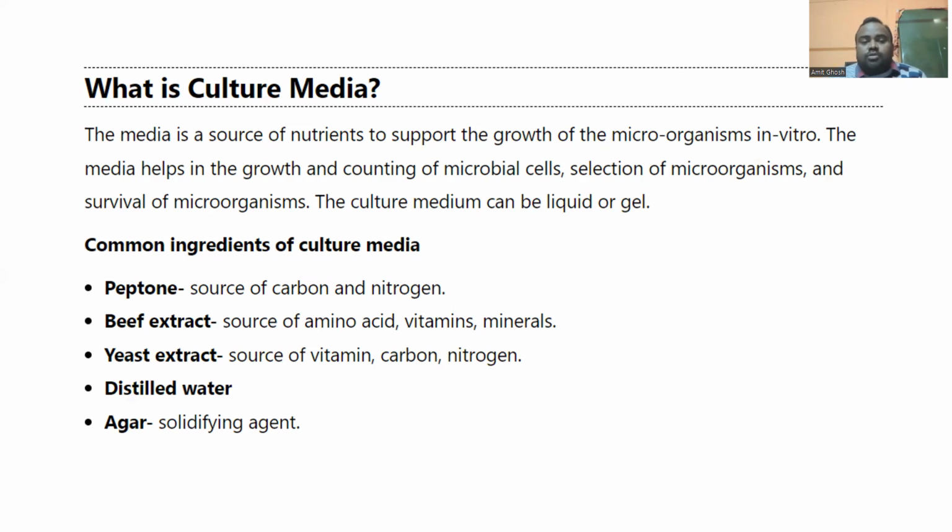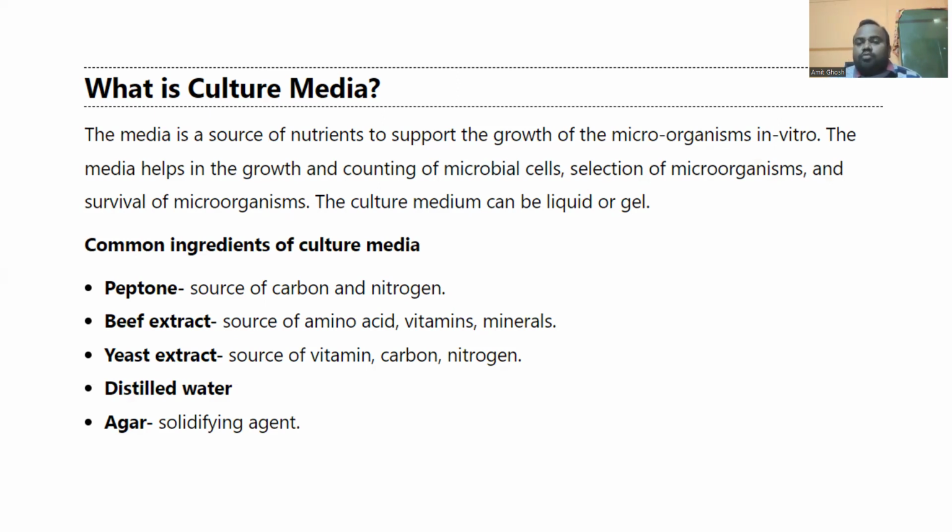We used to use this word culture media very often. But what is culture media? The media is a source of nutrients to support the growth of microorganisms in vitro. The media helps in the growth and counting of microbial cells, selecting of microorganisms, and survival of microorganisms. The culture media can be liquid or gel. So is this clear? What is culture media? The media is a source of nutrients to support the growth of microorganisms in vitro.